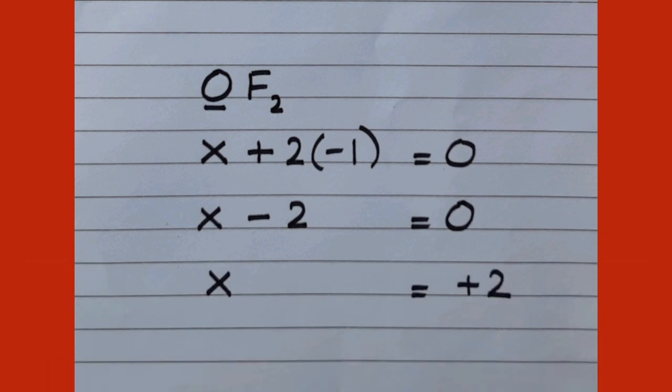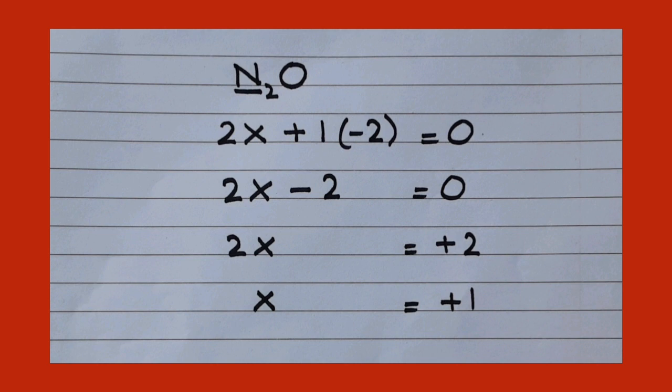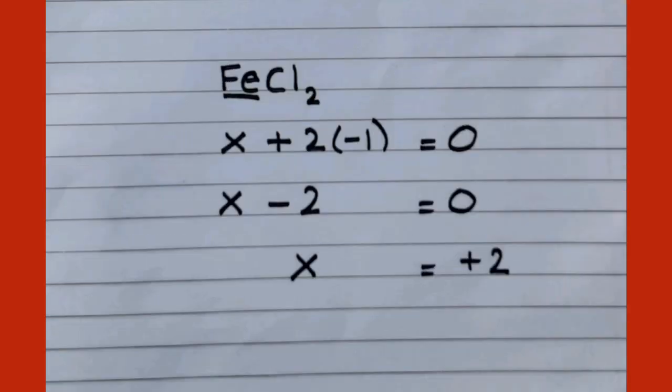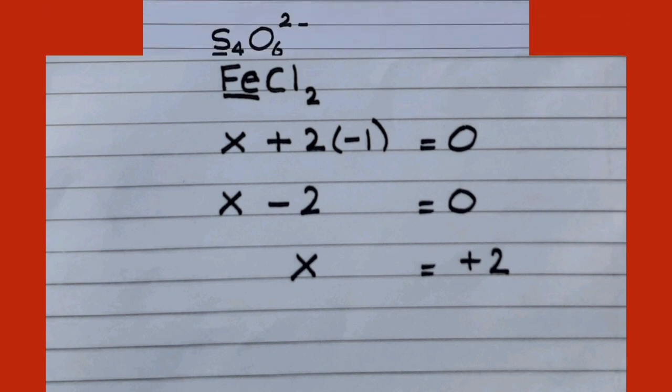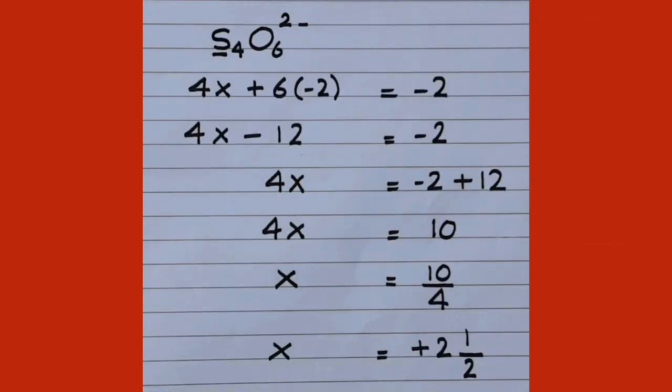OF2, underlined element O. Fluorine is more electronegative than oxygen, so fluorine must be in a negative oxidation state. x plus 2 multiplied by minus 1 equals 0. x minus 2 equals 0. x equals plus 2. N2O, underlined element N. 2x plus 1 multiplied by minus 2 equals 0. 2x minus 2 equals 0. 2x equals plus 2. x equals plus 1. FeCl2, underlined element Fe. x plus 2 multiplied by minus 1 equals 0. x minus 2 equals 0. x equals plus 2.